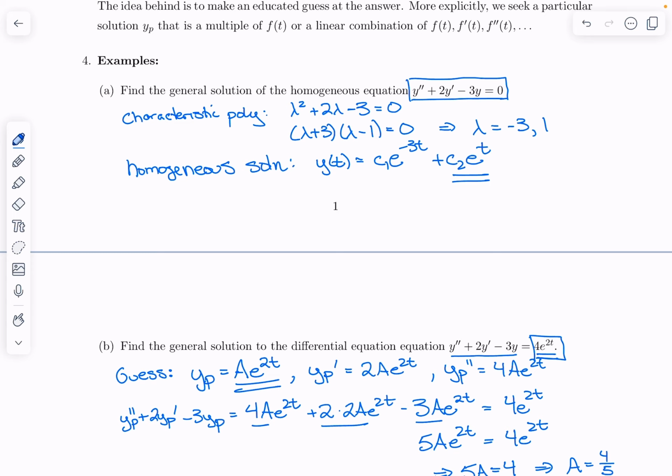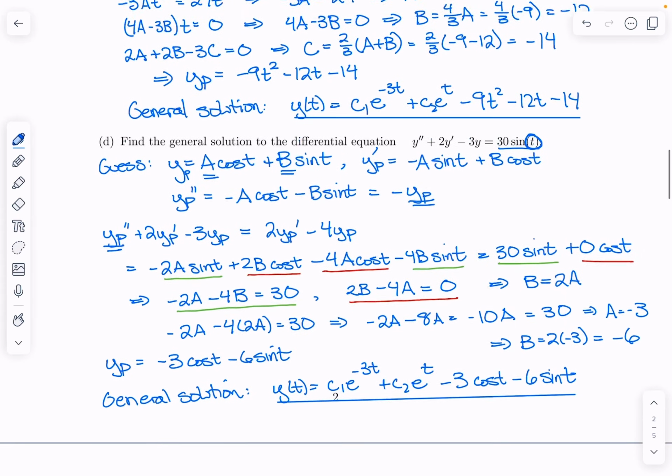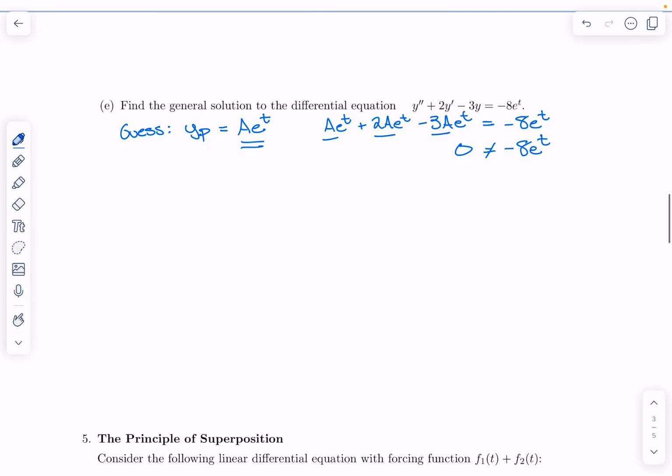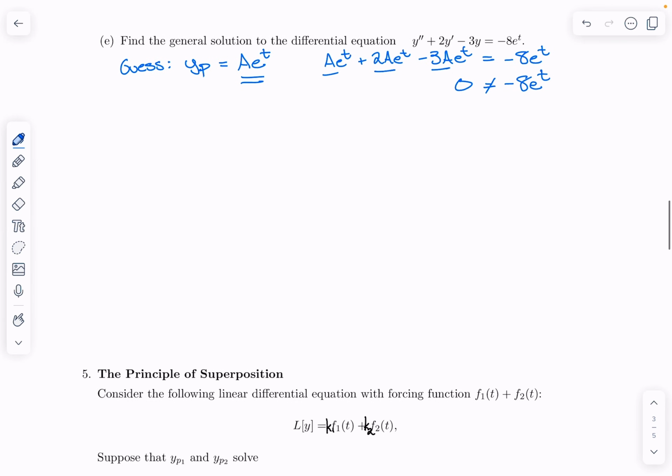So that means that I can't make a guess of a e to the t, because a e to the t is part of the homogeneous solution. So I'm kind of stuck. What should I do? What should I guess for my particular solution?